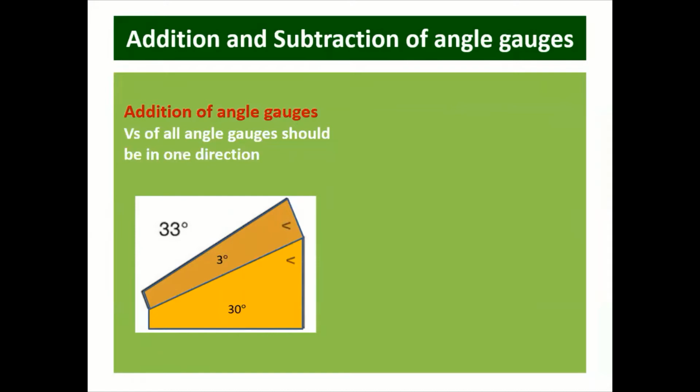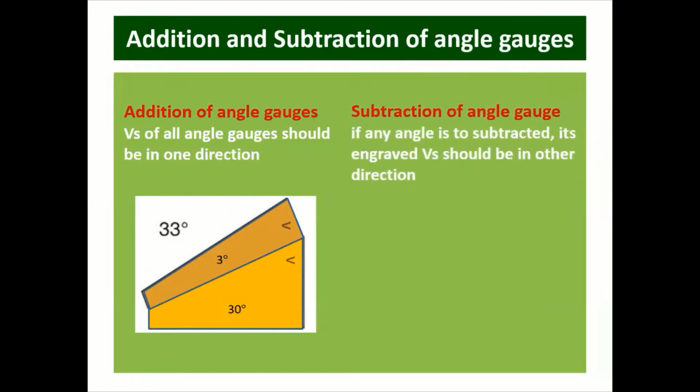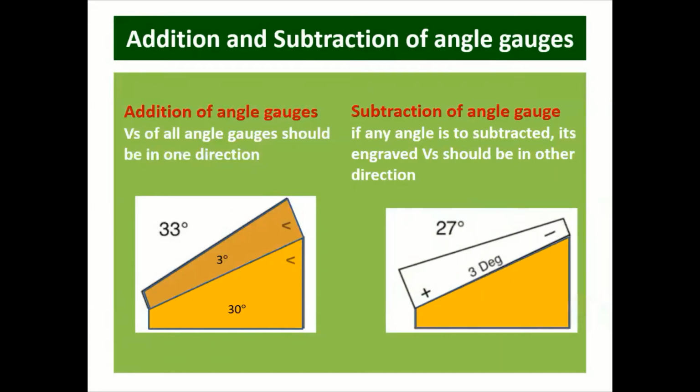I'll show you the other one. Subtraction of angle gauges. If any angle is to be subtracted, its engraved V should be in the other direction, meaning the opposite direction. You can see here in this example. Suppose again I had taken a 30 degree and the other one I had taken a 3 degree. But if you see the V's engraved here, they are in opposite directions. So here 30 is positive, and the 3 we have to subtract because it is in the opposite direction. So 30 minus 3 will give you 27. This is called subtraction of angle gauges.